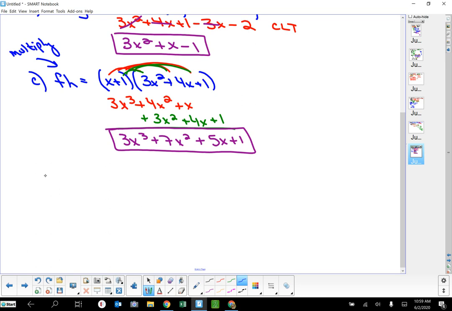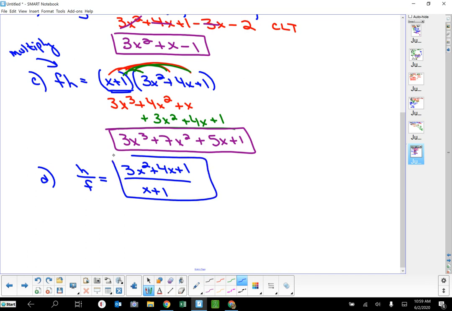D and E are very similar to each other, so I'm just going to do D, which is h over f. You're dividing them quite literally. h is 3x squared plus 4x plus 1, and f was right up in the problem above, x plus 1. Done. Can't do anything with that. Just write one over the other. The next one looks identical to that, so I'm not going to cover that.